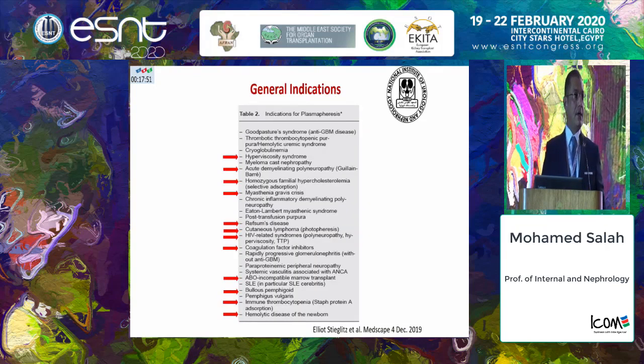The general indications for plasmapheresis, I will stress on some of them. Example, hyperviscosity syndrome, acute demyelinating polyneuropathy or Guillain-Barré syndrome, homozygous familial hypercholesterolemia, selective adsorption, myasthenia gravis crisis, Refsum's disease, cutaneous lymphoma, photopheresis, HIV-related syndromes, polyneuropathy, hyperviscosity, TTP, coagulation factor inhibitors, ABO incompatible marrow transplant, bullous pemphigoid, and immune thrombocytopenia, staph protein A adsorption, and finally hemolytic disease of the newborn.